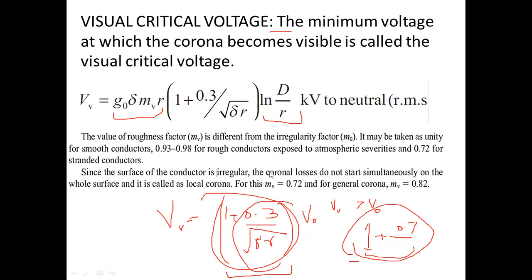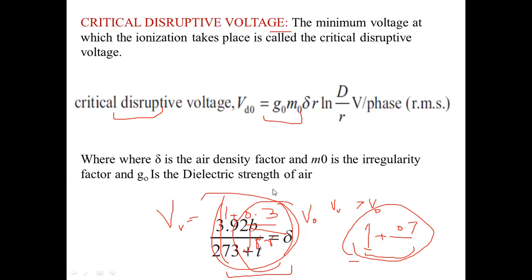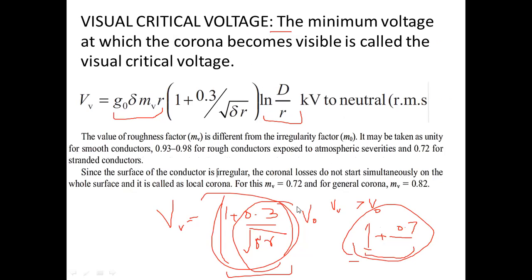Now let's have a look. M was the surface irregularity factor. The surface irregularity factor m_v is in the range of 0.82. For a smooth conductor it ranges between 0.93 to 0.98. It may ideally be equal to unity. For a standard conductor it is 0.72 practically.